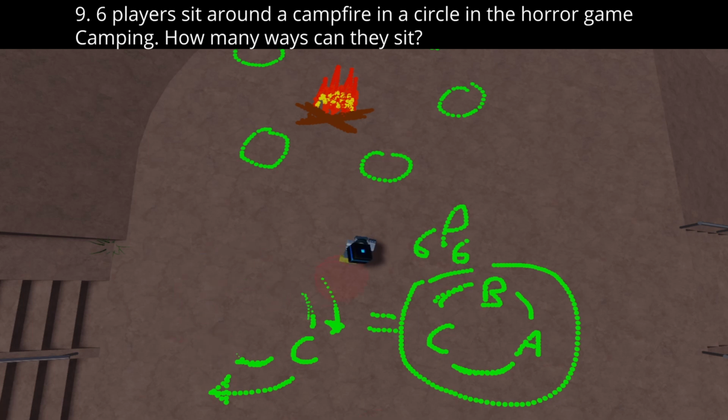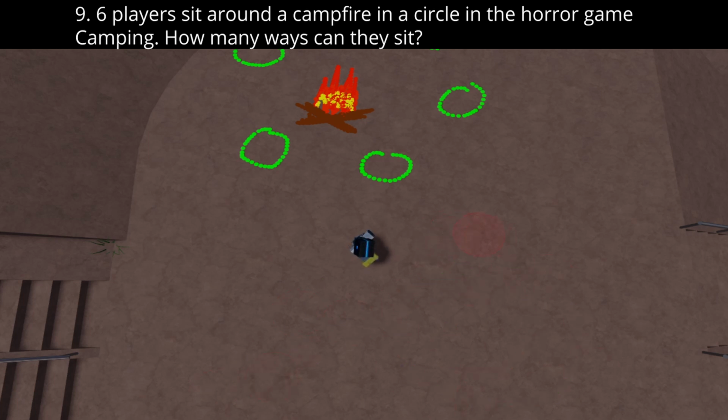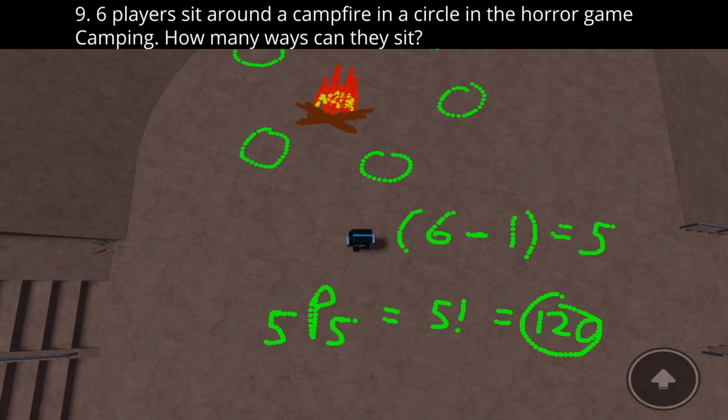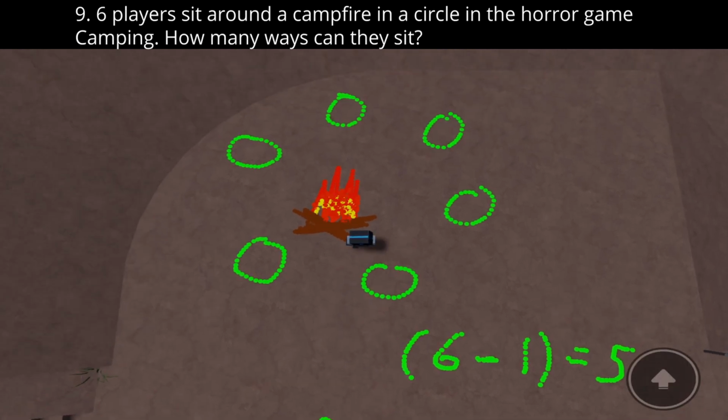So what in the world is that correction? All you do is take your n objects and subtract 1 from it. I promise you this will do the trick every time. That's your new n value. So here we had 6, so you subtract 1 to get 5. In this problem, you pretend there are 5 objects. So 5P5 is just equal to 5 factorial, which is equal to 120. So that's our answer: there are 120 ways to seat 6 people around a campfire if they sit in a circle.